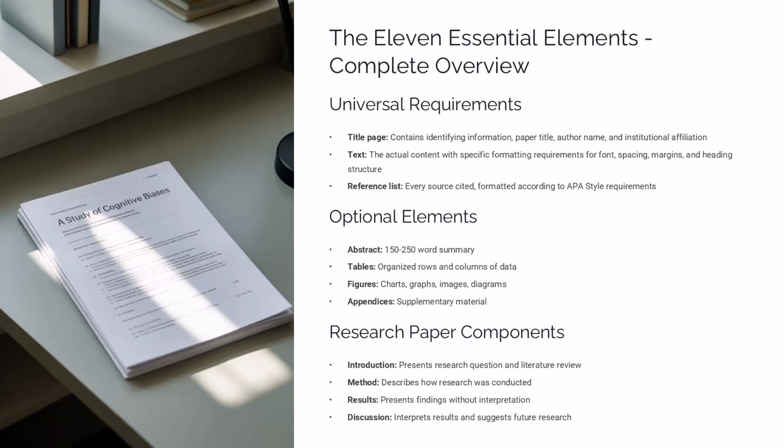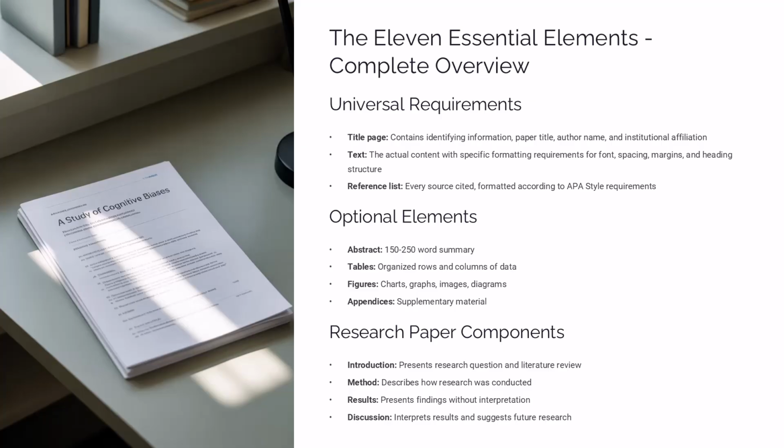Examples include detailed statistical analyses, complete survey instruments, extensive datasets, or additional examples. Each appendix appears on its own page and receives a letter designation, Appendix A, Appendix B, etc. The third category contains 4 elements that appear specifically in empirical research papers, studies that involve data collection and analysis.